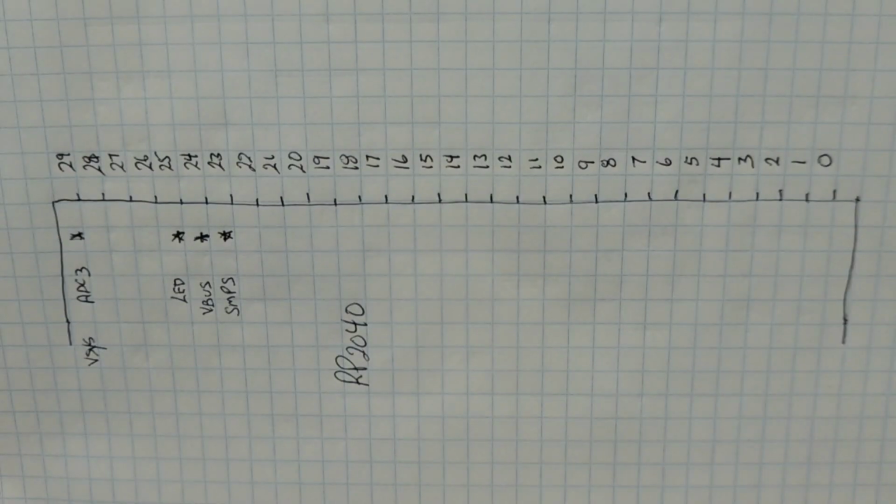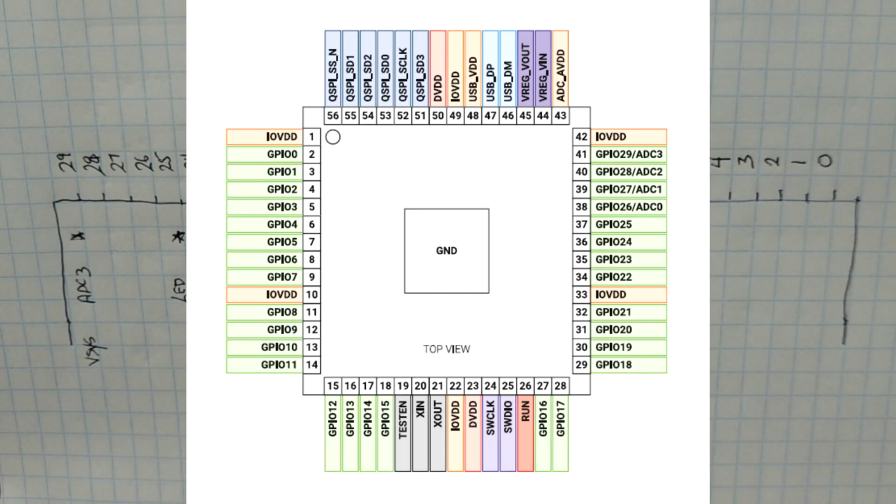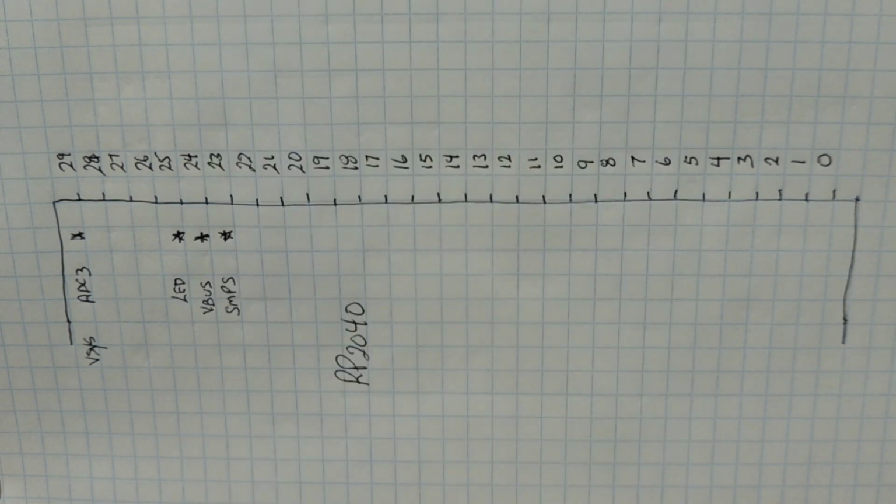Okay, I have made a block diagram of the GPIO pins in the RP2040. Now there are 30 GPIO pins labeled 0 to 29. If you look at the IC diagram, you can see them labeled there, 0 to 29. Now in my diagram, I have them labeled 0 on the very right, all the way up to 29 on the very left.